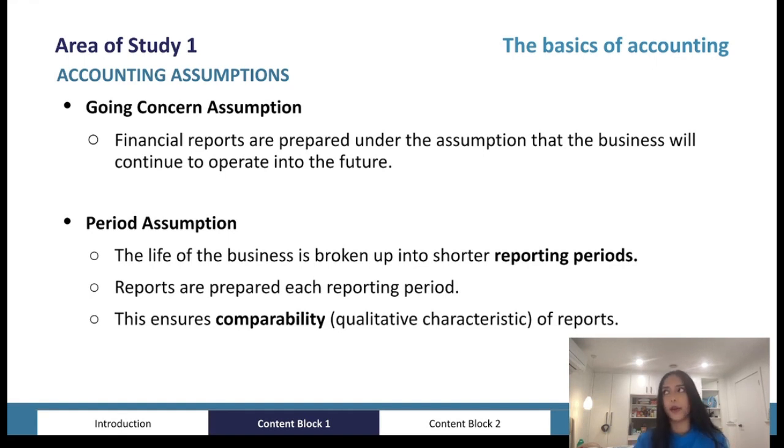For example, if we're a clothing store, comparing our reports as a clothing business to other similar clothing businesses that also prepare reports, and then also comparing current reports to budgeted reports. So if I predicted a certain outcome for September, did the September reports meet those budgets, basically? And those are the 4 accounting assumptions.